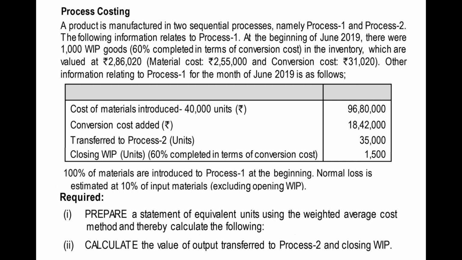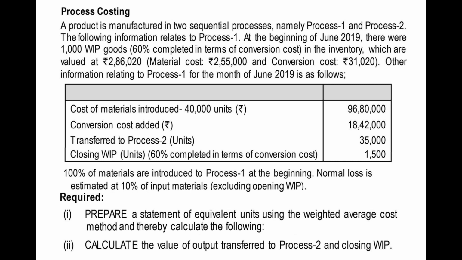Other information is also given in the problem with respect to process 1 for the month of June 2019. In process 1, we are taking opening work in progress, that is the closing work in progress of the previous month, and in addition to that, we are introducing new raw material for 40,000 units, the rupees being 96,80,000. Then it is converted into final product. In addition to opening work in progress, the conversion cost incurred here is 18,42,000. From process 1 account, we are transferring to process 2 account 35,000 units. This should be considered as finished goods in process 1 account.